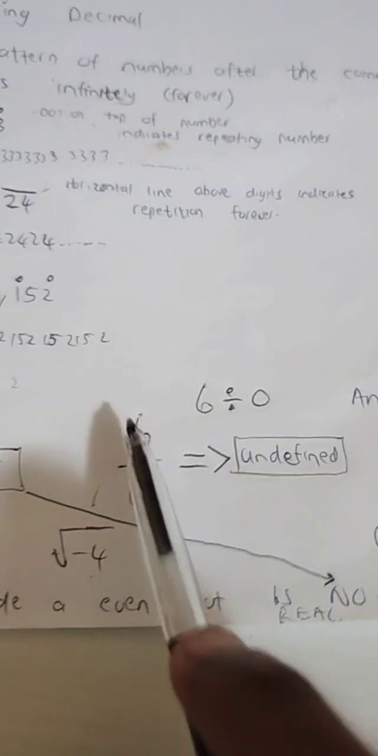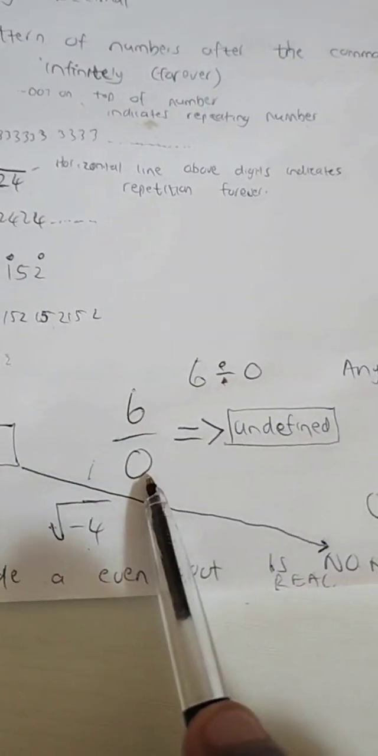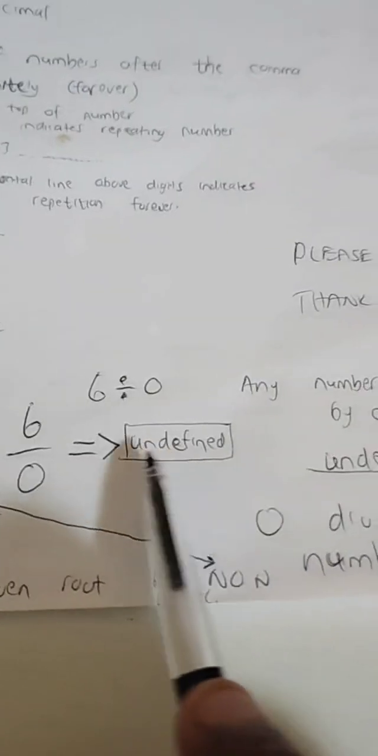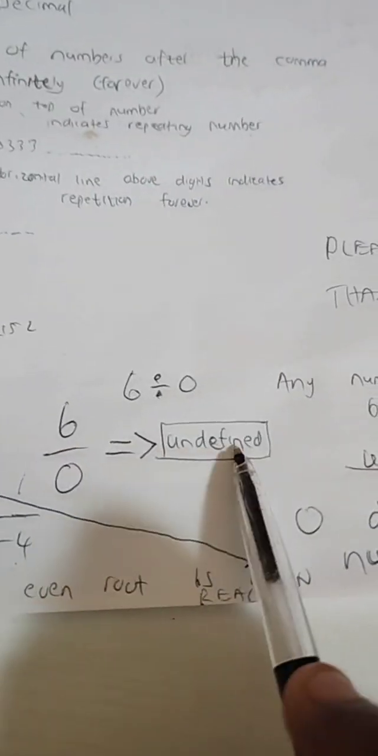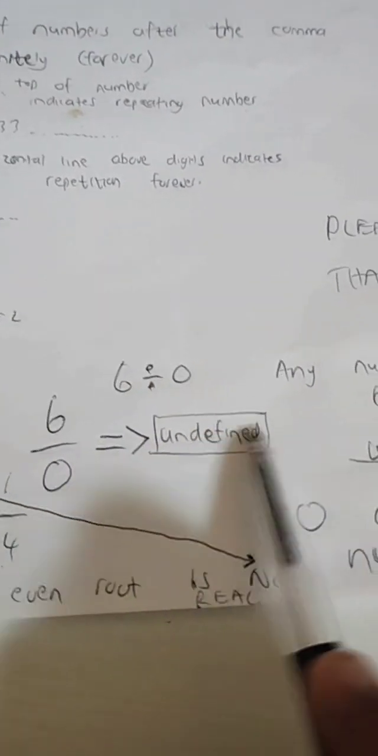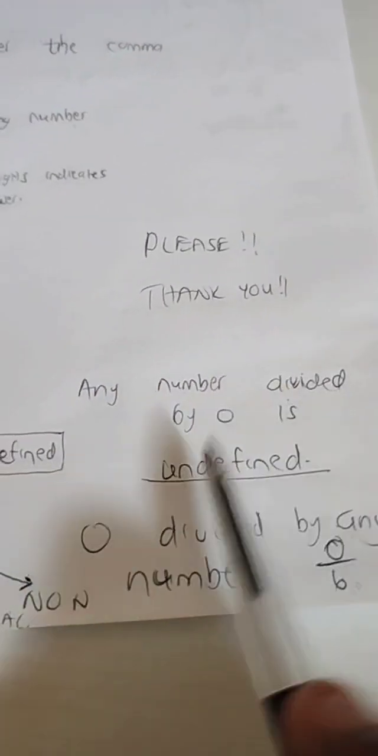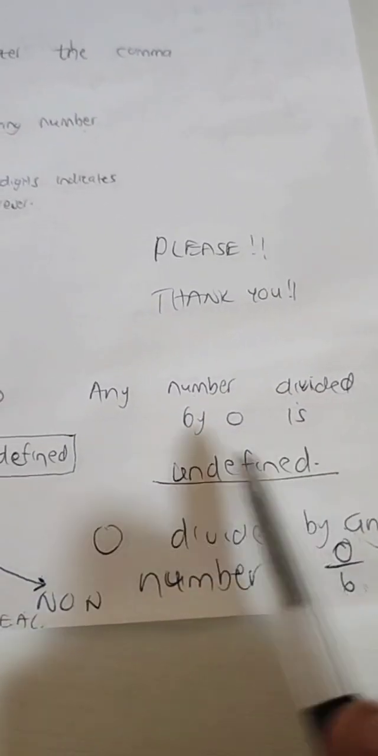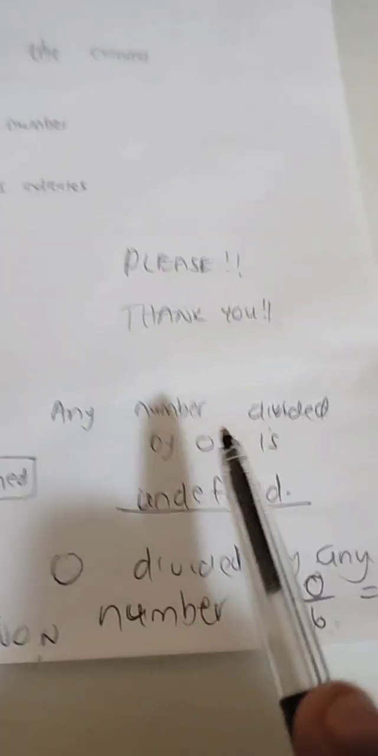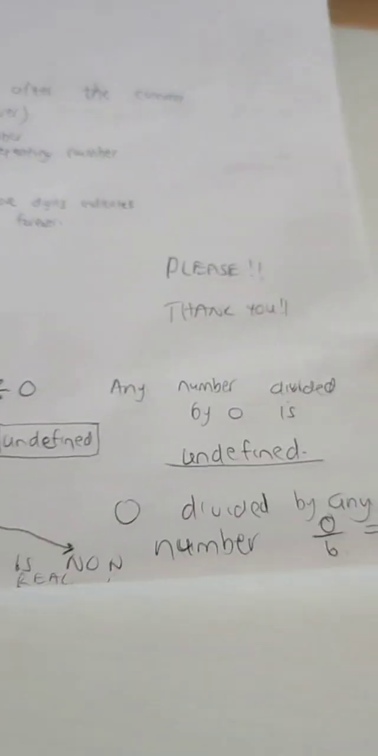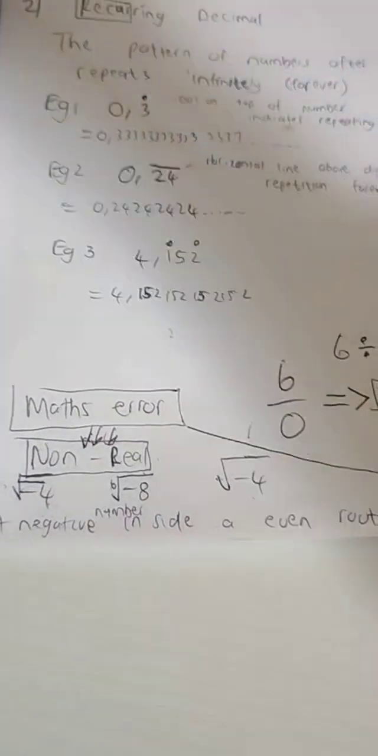Please, guys. This maths error is different from the maths error you get when you are taking a number and dividing by 0. A number divided by 0 is undefined. This here is not non-real, it is undefined. Any number divided by 0 is undefined. Your calculator will give you maths error, but that maths error does not mean non-real, it means undefined. And you need to differentiate between those two things, guys.